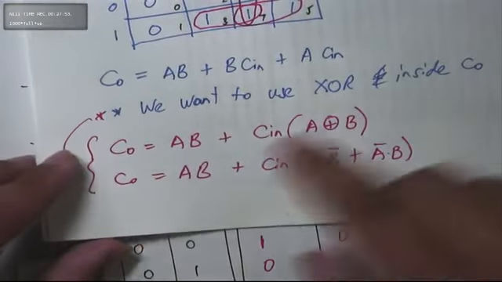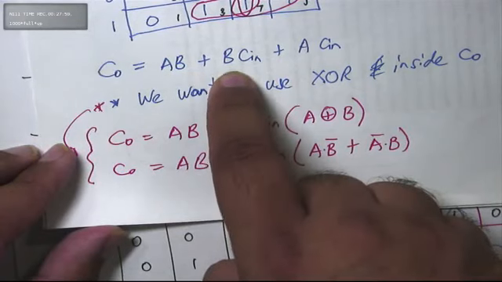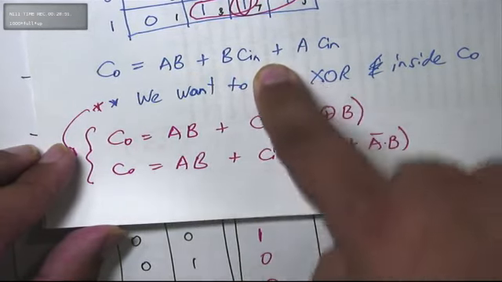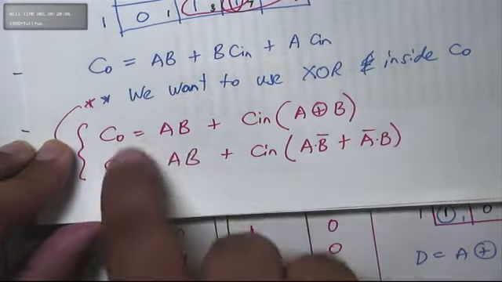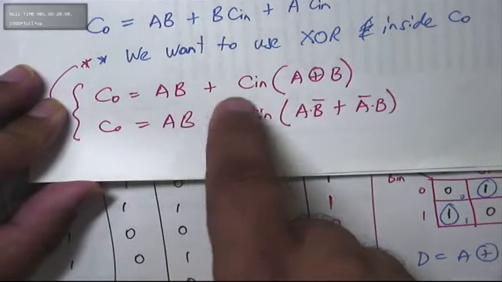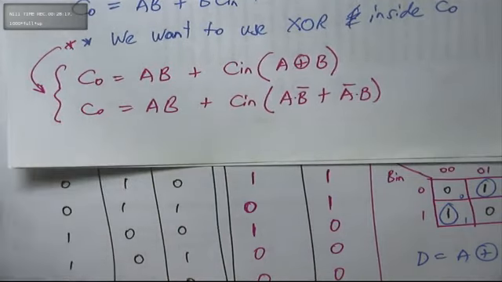I said carry out is equal to AB or B C in, or A C in. And I said you can rewrite that as AB or C in times (A XOR B). Why did we do that? Because we want to bring it into a form deliberately, from a design point of view, that utilizes the XOR gate, since our half subtractor and half adder use the XOR gate. So we want to utilize the same gate.